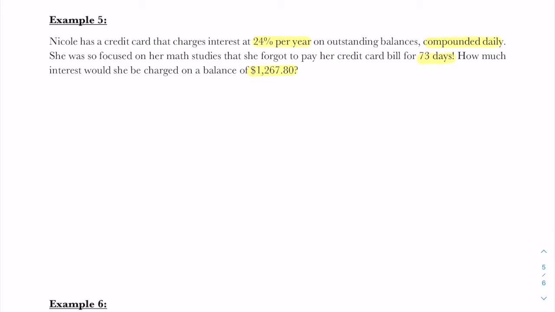Well, to get started, let's figure out i and n. So the interest per compounding period would again be the annual interest rate of 24% divided by 365 because the interest is compounded daily. All right, this should give you approximately 0.00066. Now n, the number of compounding periods, because it's compounded daily and she didn't pay her credit card bill for 73 days, it's just simply 73, the number of days.